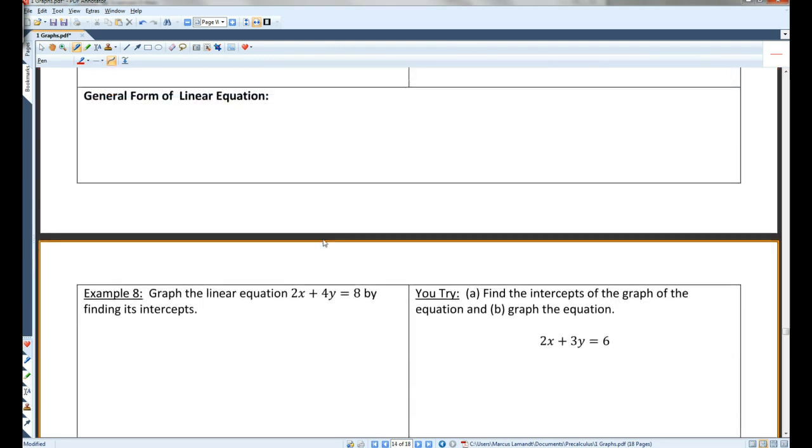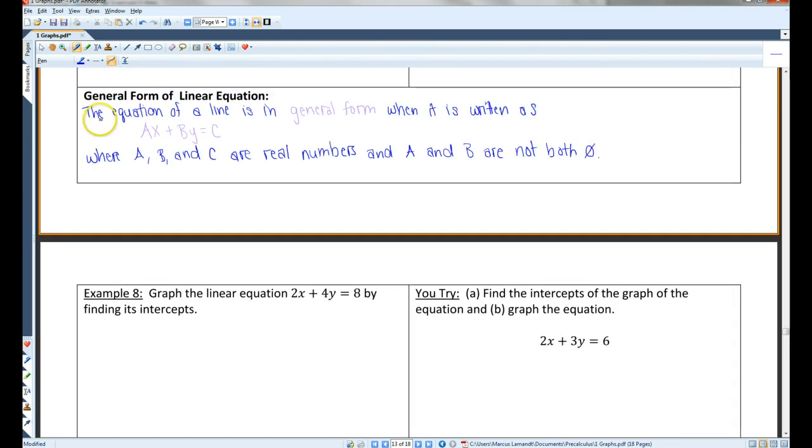Alright, general form of a linear equation. The equation of a line is in general form when it is written as ax plus by equals c. This is usually how problems assign you an equation. Usually it's something times x plus or minus something times y equals some number, and then you have to work with it. Here a, b, and c are real numbers, and a and b are not both 0. So a or b could be 0, but both of them can't be 0.